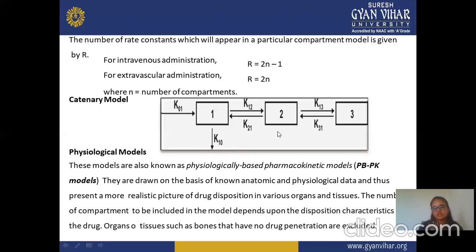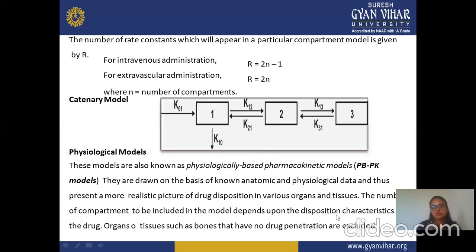In this, parallel drug flow takes place, showing the effect of the compartments arranged in a parallel way. Next is the physiological model. These models are also known as physiologically based pharmacokinetic models, that is PBPK models, and they are based on known anatomical and physiological data. Means this is based on physiological conditions, and mainly the data depend on anatomical and physiological data and present a more realistic picture of drug distribution in various organs and tissues. Means how much is present in a realistic way, how much is present in a particular organ and tissue, and how it is distributed. All this is checked using this physiological model.